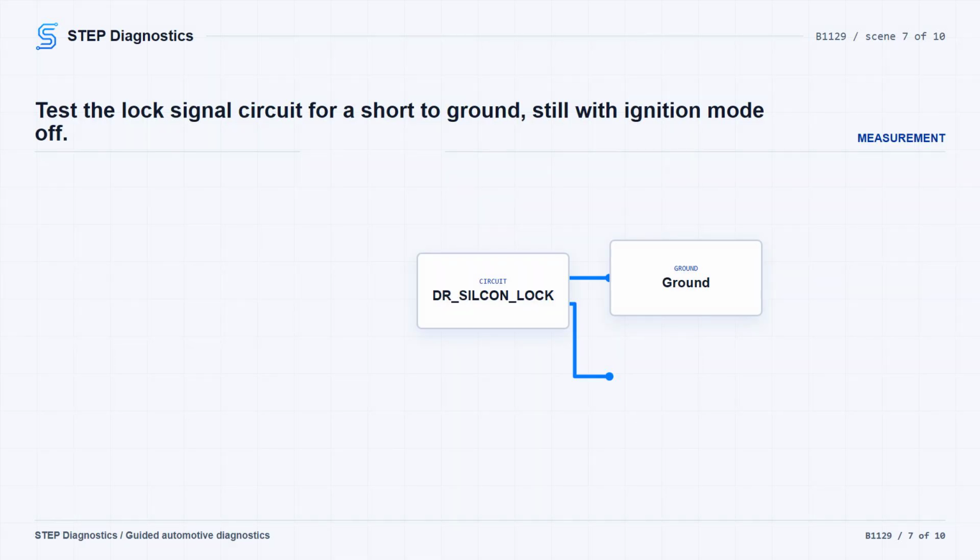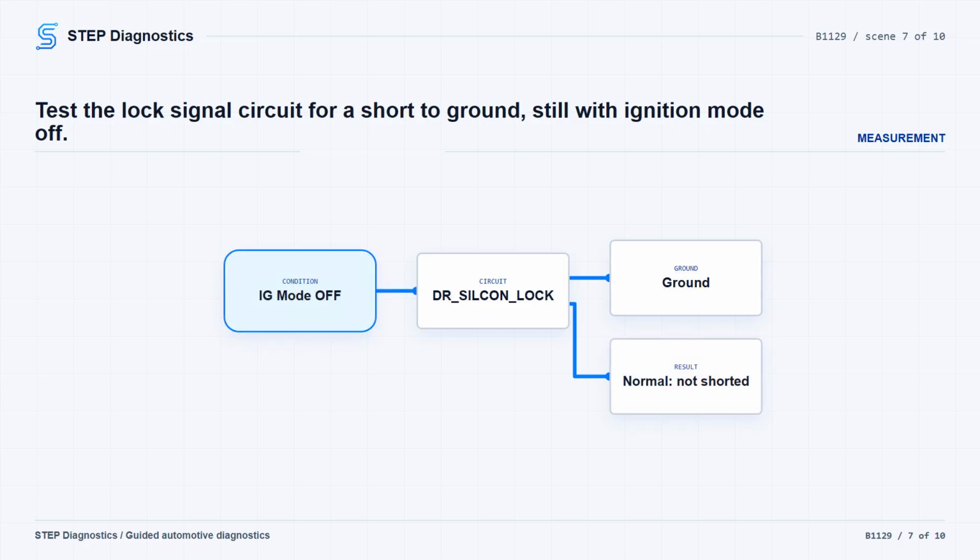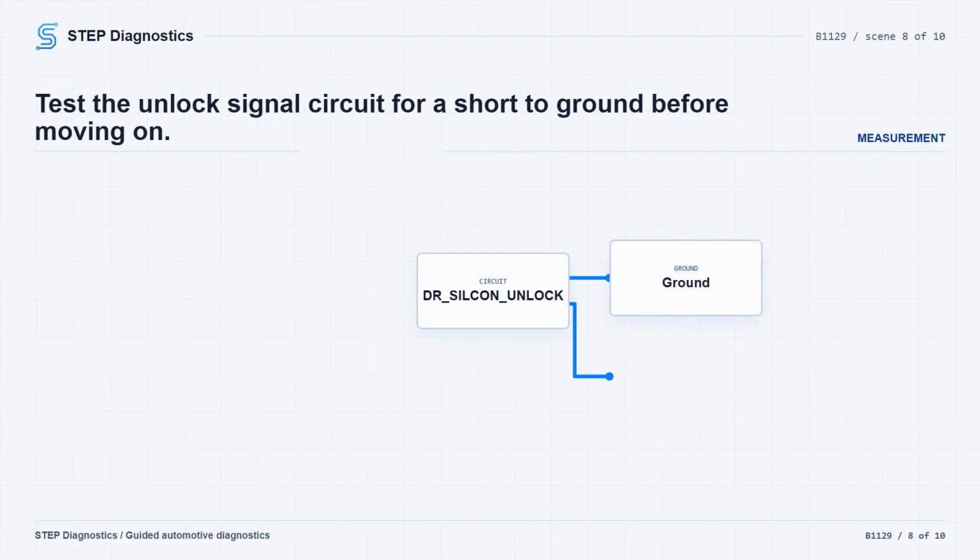After the wire-to-wire check, use the normal open and short inspection method and continue based on what you find. With IG mode off, inspect DR silicon lock for a short to ground. Normal is not shorted. Then inspect DR silicon unlock for a short to ground. Normal is also not shorted.